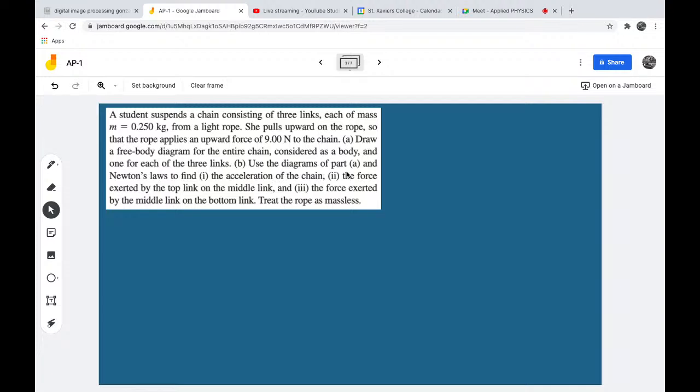Use the diagram of part A and Newton's laws to find the acceleration of the chain, the force exerted by the top link on the middle link, and the force exerted by the middle link on the bottom link. Treat the rope as massless.